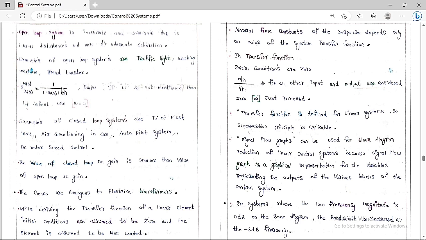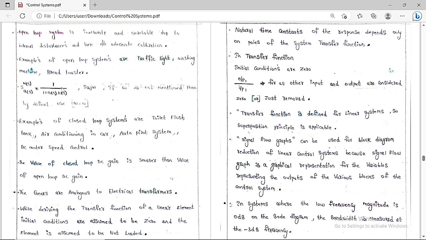Take the toilet flush carefully. In a modern toilet flush, whenever you press the flush, the water stored there comes outward, and again it gets filled up to a certain level. This is called a closed loop system. You don't have to pour the water manually; everything happens automatically. So this is the best example of a closed loop system.